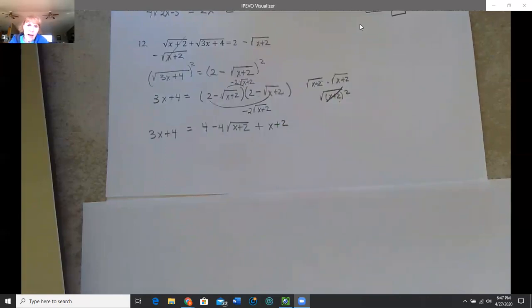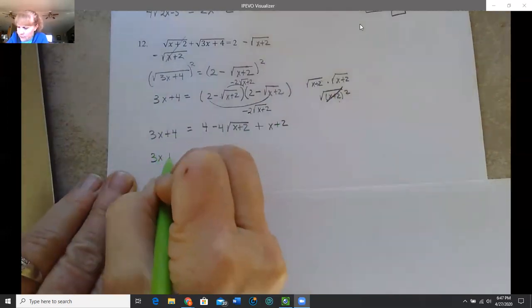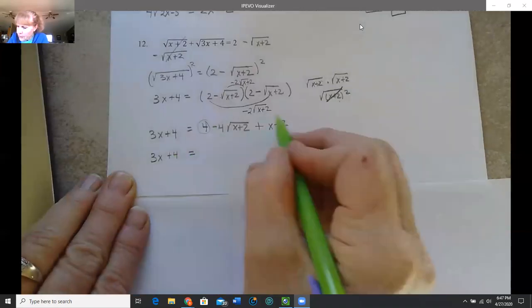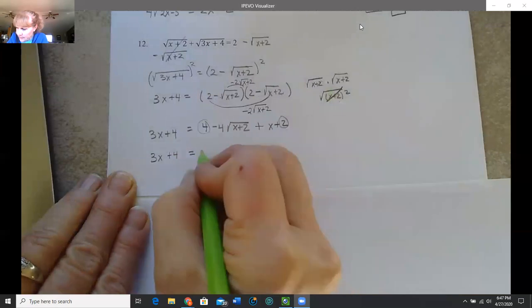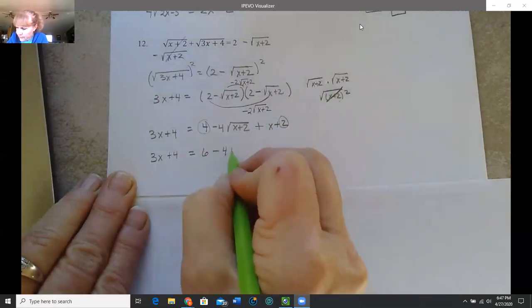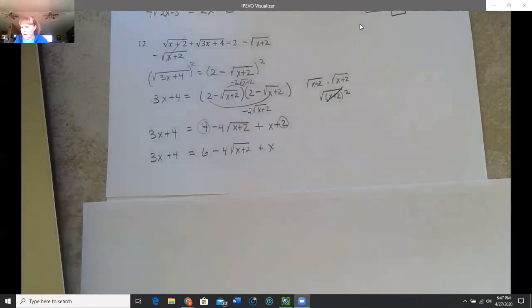We're going to isolate the radical, and we're going to square both sides again. So let's go through this. I've got 3x plus 4 equals, the 4 and the 2 give me 6, minus 4. So really, when you clean it up, the only thing you could do is add the 4 and the 2 together, and that's all you could do.